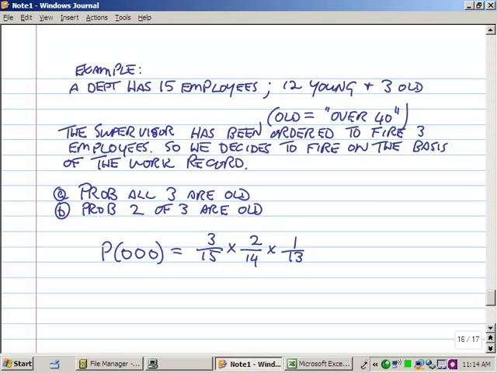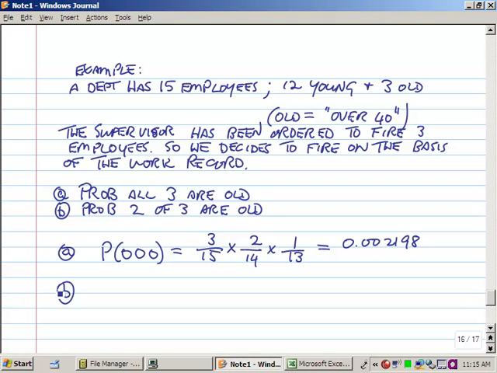And if you wish to calculate the answer for that, the answer is 0.002198. Very tiny probability. So the probability that the supervisor selected 3 old people at random without regard to their age or anything related to their age is so small that it's not very likely to happen. Okay.